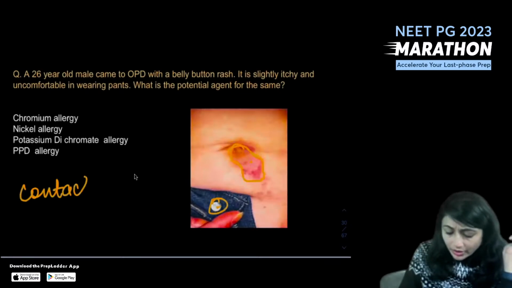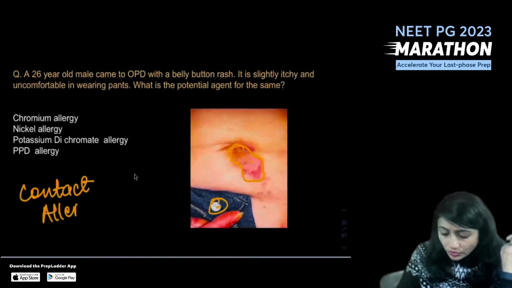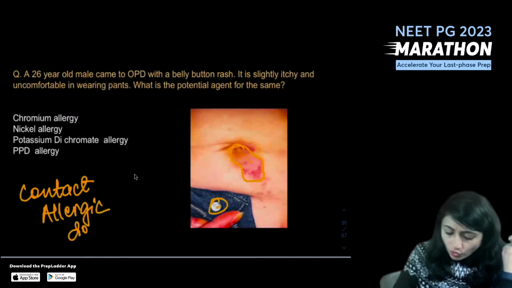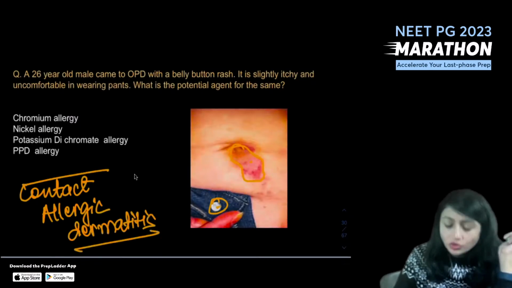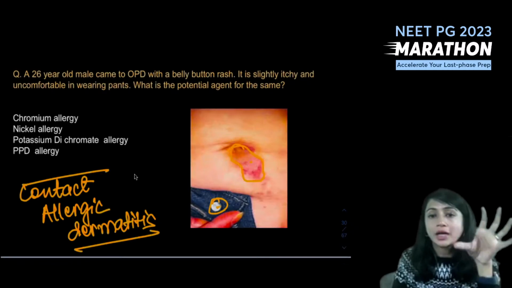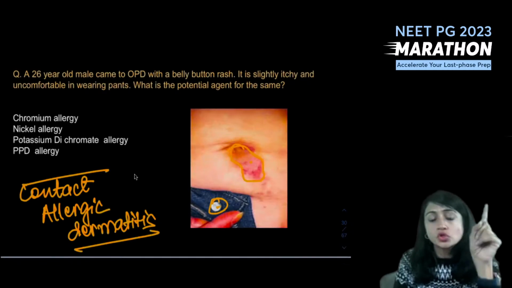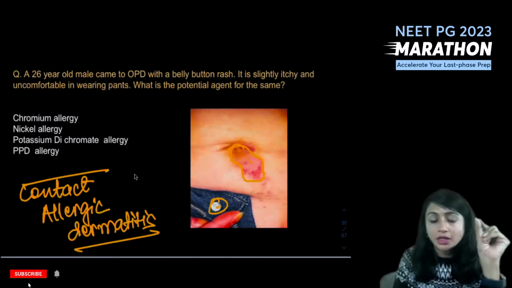And I told you in contact allergic dermatitis, what is important for you is what is causing it and what is the causative allergen. So you should know about some of the common allergens. What is the most common metal allergen which causes contact allergic dermatitis?